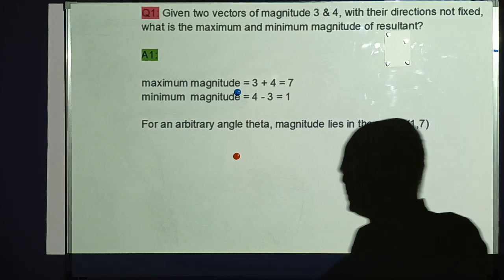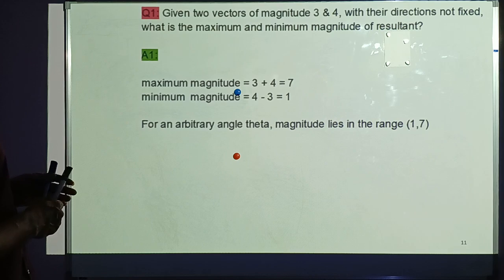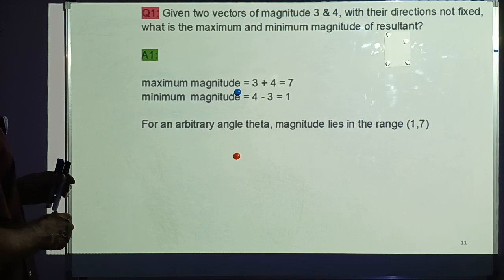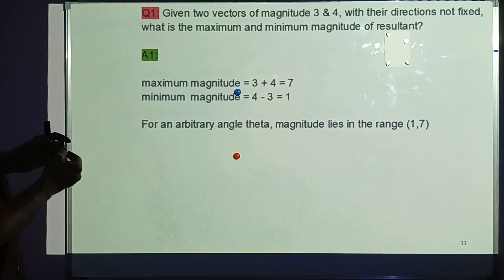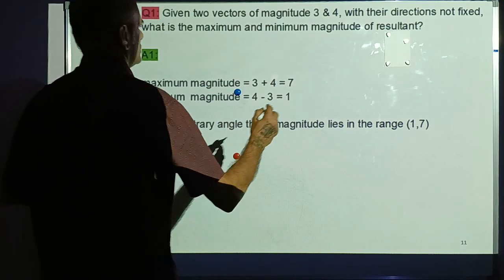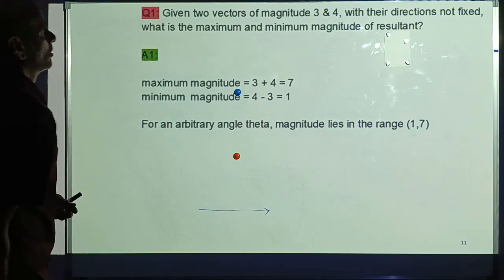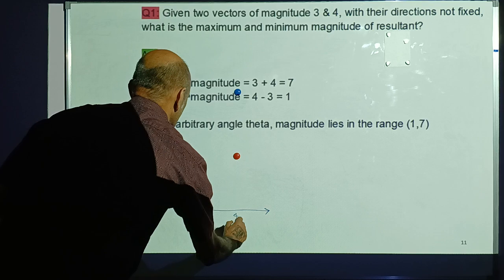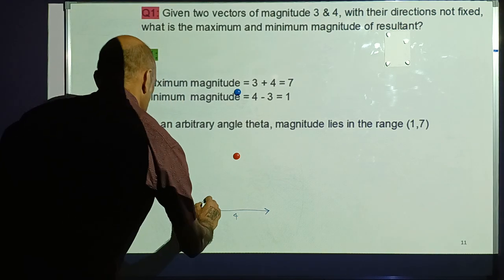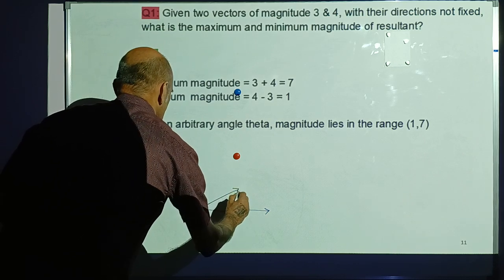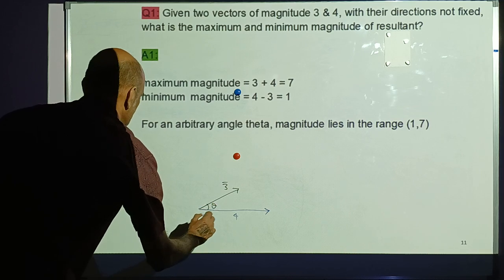We can solve some simple questions to get an understanding of vector addition. Given two vectors of magnitude 3 and 4 with their directions not fixed, what is the maximum and minimum magnitude of the resultant? So for the two vectors, the first vector let me take horizontal, of magnitude 4, and for the second vector the direction is not fixed. To start, let me take this as the direction of the vector 3. So this angle theta is variable.